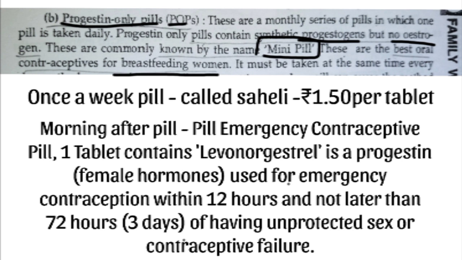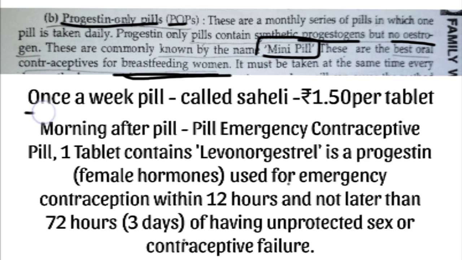For a breastfeeding mother, prolactin is very important. Prolactin is the hormone which produces the milk. So if there is no prolactin, then there is no milk. So for breastfeeding mothers, we will stop the tablets which contain estrogen and progesterone hormones.